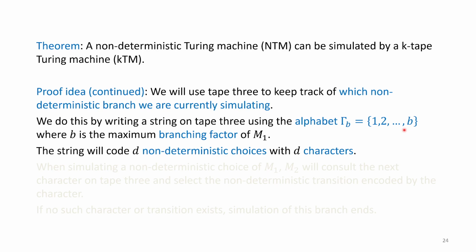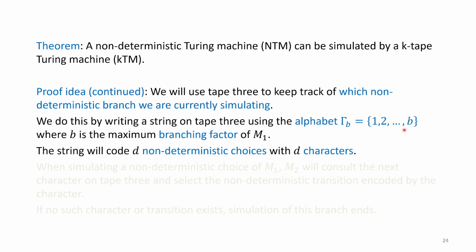But we can use any symbols here we want. We could use a special subscript symbol like B sub 1, B sub 2, B sub, and so on to be our symbols here. All that matters is that we have B symbols so that we can start writing strings of these symbols on tape 3.